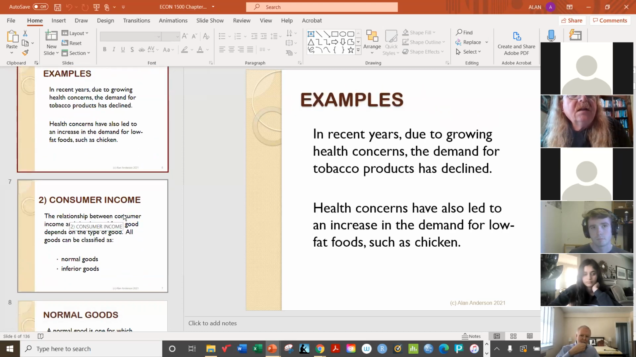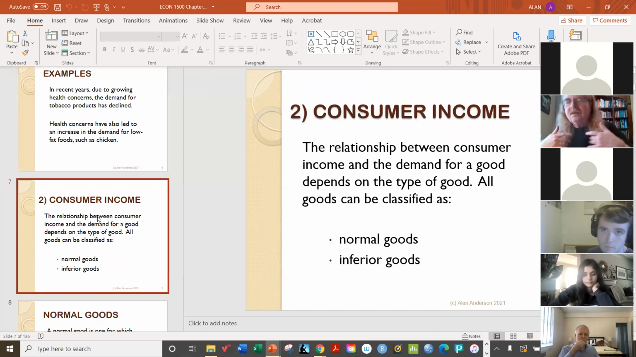Anyway, let's jump ahead and look at that one a little more closely, because in economics, we're actually going to make an important distinction here between two types of goods, and they're called normal goods and inferior goods. By the way, what does the word inferior actually mean? Less than? Something that's not as good as something else.